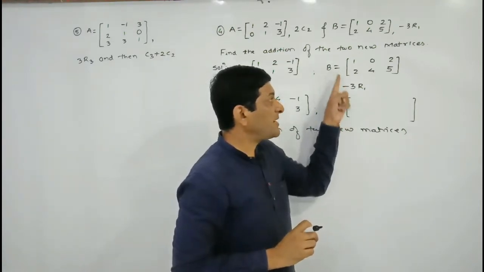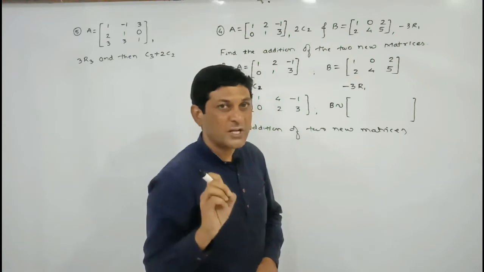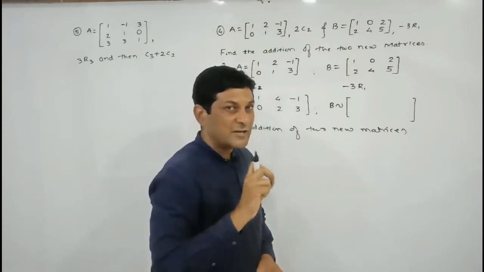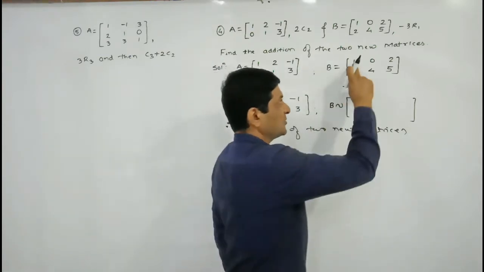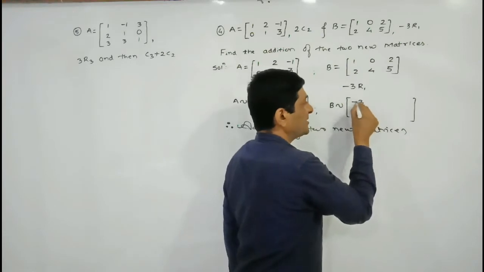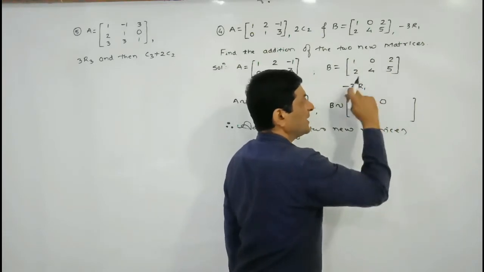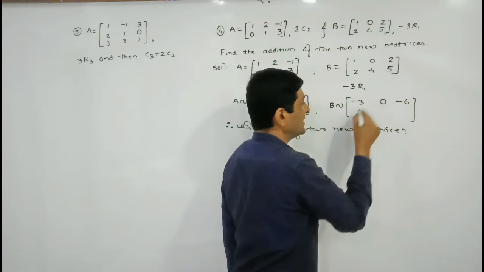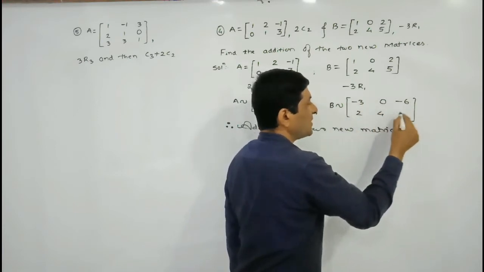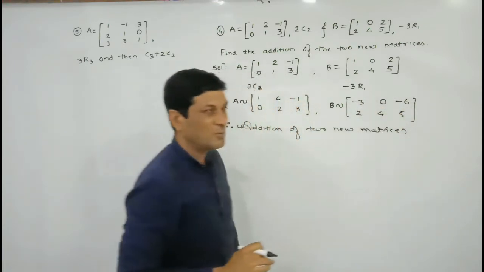Now B is one matrix, and which operation do we have to perform on the element of R1? Multiply the element of R1 by minus 3. So multiplying by minus 3, you will get minus 3. Minus 3 into 0 is 0, and minus 3 into 2 is minus 6. There is no operation on the element of R2, so keep the element of R2 as it is.